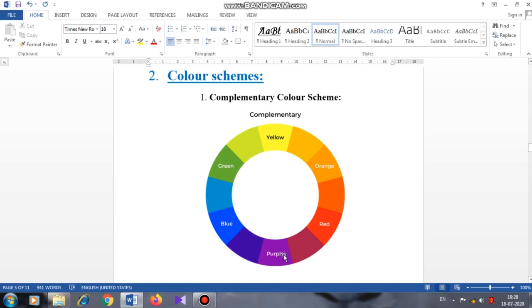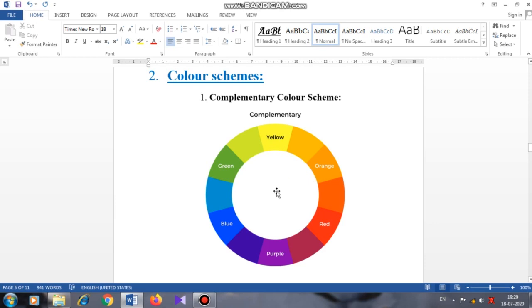Now complementary color means neighboring colors. If I say yellow color is the father, then who are the two sons of yellow? Green and orange. Am I right? Because green and orange are formed from yellow. So I can say that the complementary colors or neighboring colors of yellow are green and orange.